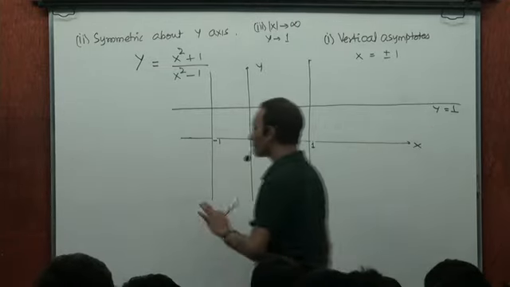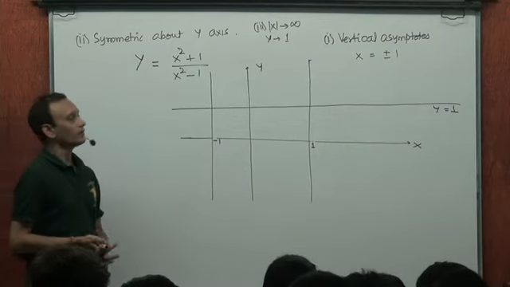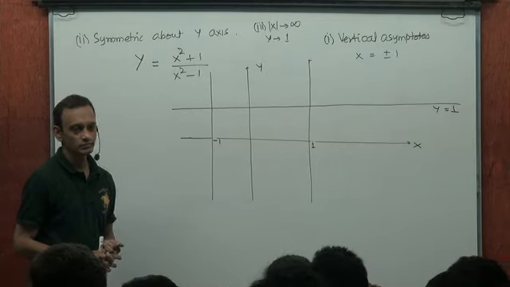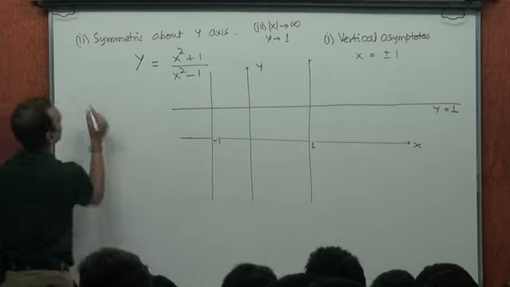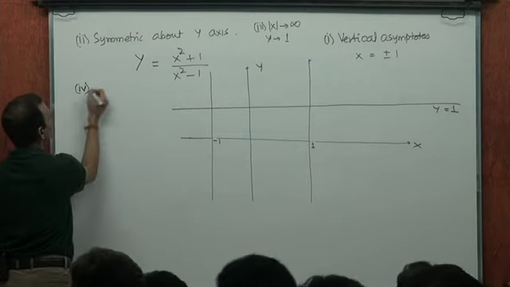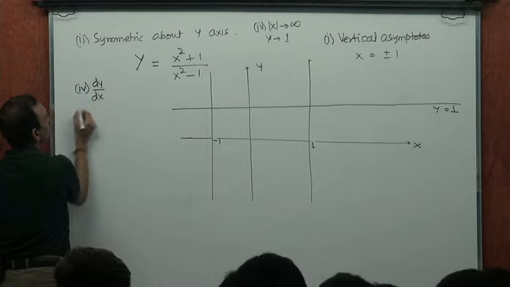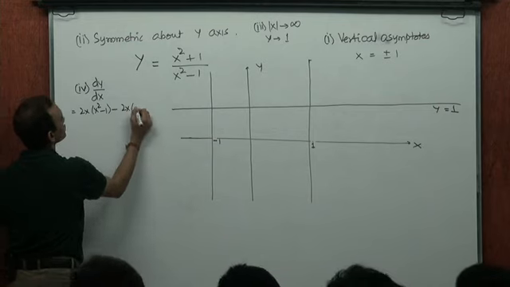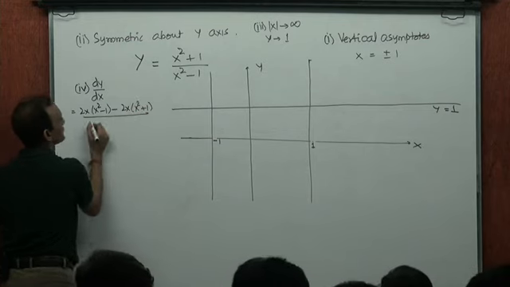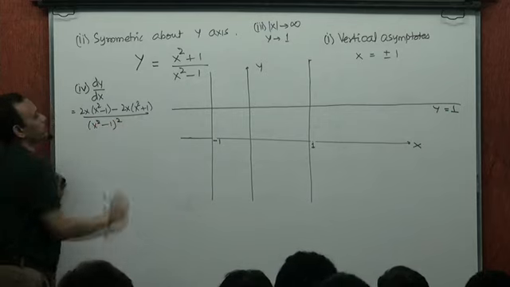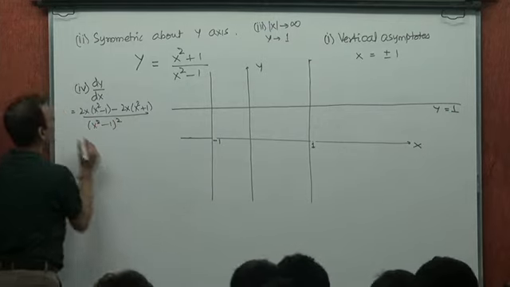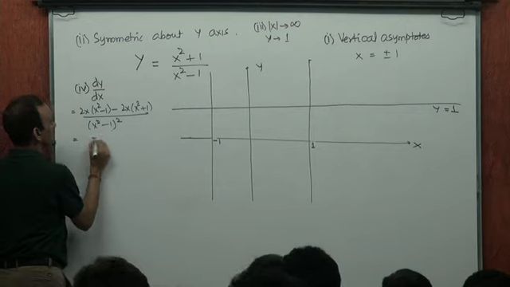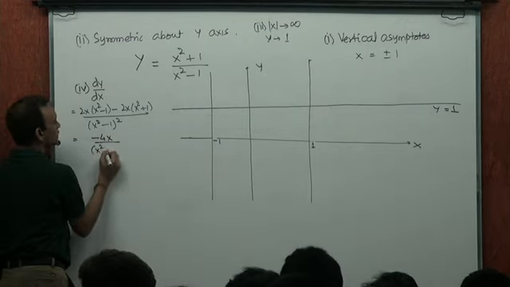Now, let me see if there are critical points. Let me differentiate one time. dy/dx is 2x into x squared minus 1 minus 2x into x squared plus 1, divided by x squared minus 1 whole square. Which is like 2x into minus 2, so that makes it minus 4x by x squared minus 1 whole square.